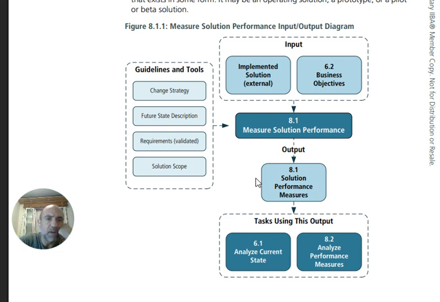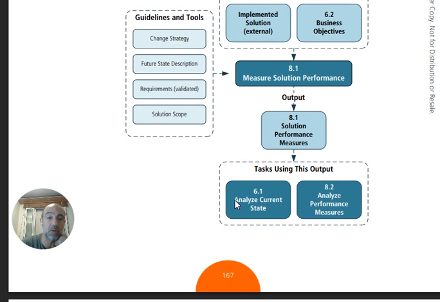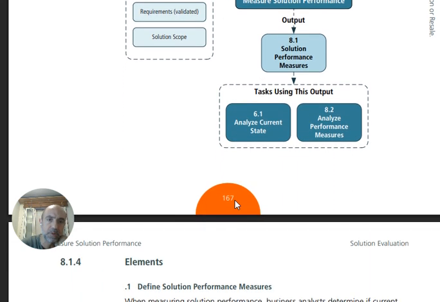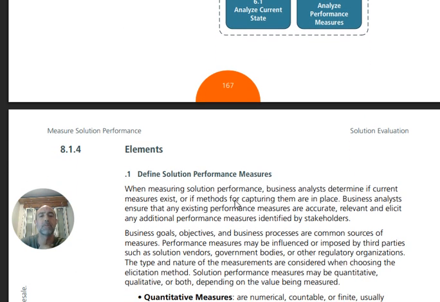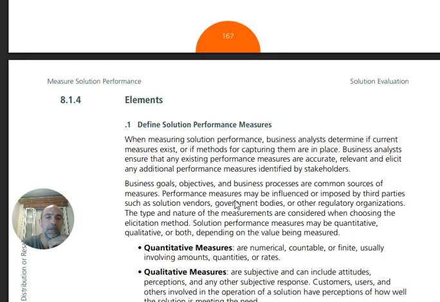Here's the diagram for it. Our guidelines are the change strategy, future state description, because we're still talking solution and planning, requirements, the validated ones, and the solution scope. So we measure solution performance, and the outcome is the measures for solution performance. And we use this in analyzing current state and analyzing performance measures, what we did in Chapter 6.